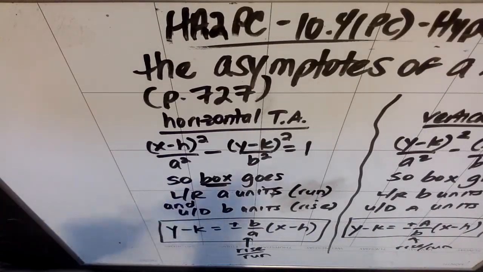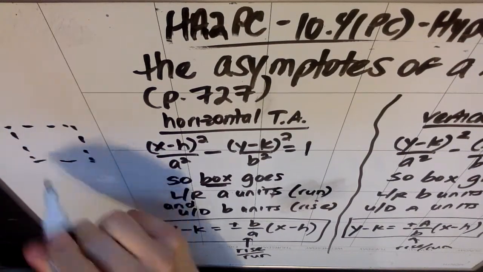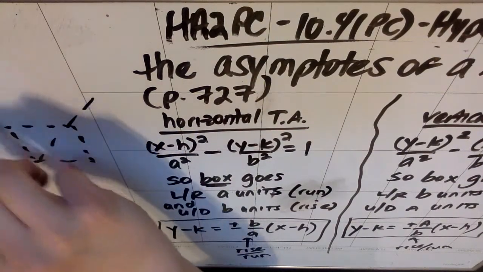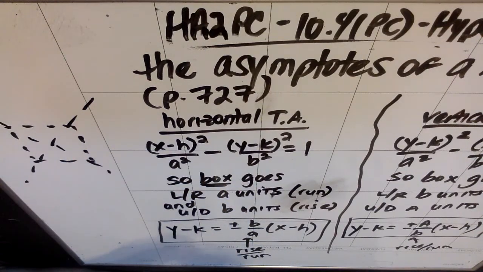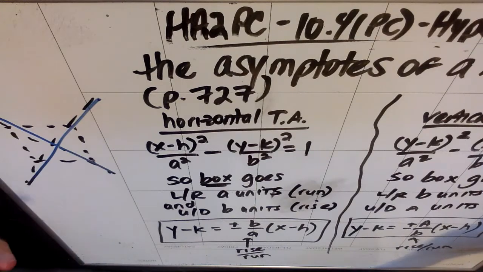So what we mean by that, if we go over here for just a second, is that you know how you draw the invisible box, right? And then that invisible box has these diagonals. What they're doing is giving you the equation for these two diagonals, the asymptotes that you would get, okay?